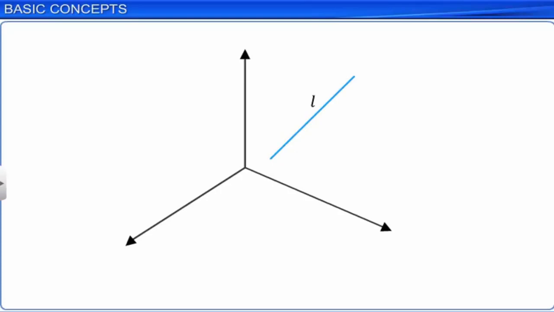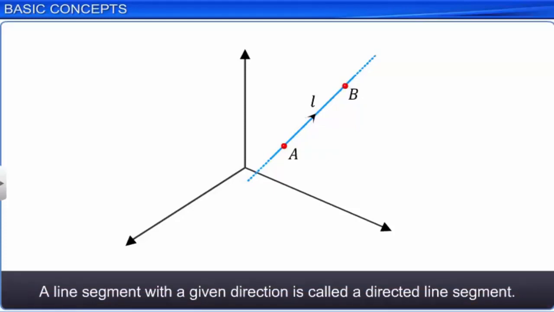A straight line extends towards both the sides endlessly in space to an infinite length. If we indicate the direction of line L with an arrow in any one of these two directions, it becomes a directed line. Now consider 2 points A and B on line L. Line segment AB has a fixed magnitude and a direction that is the same as the direction of line L. Thus, AB is a directed line segment.